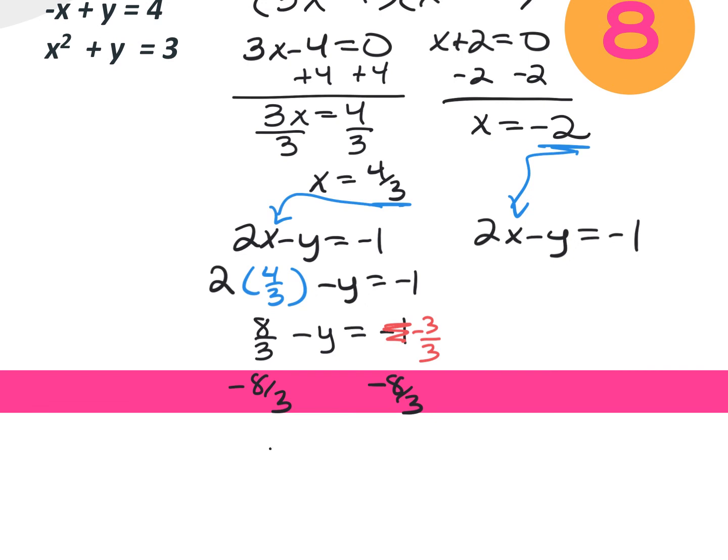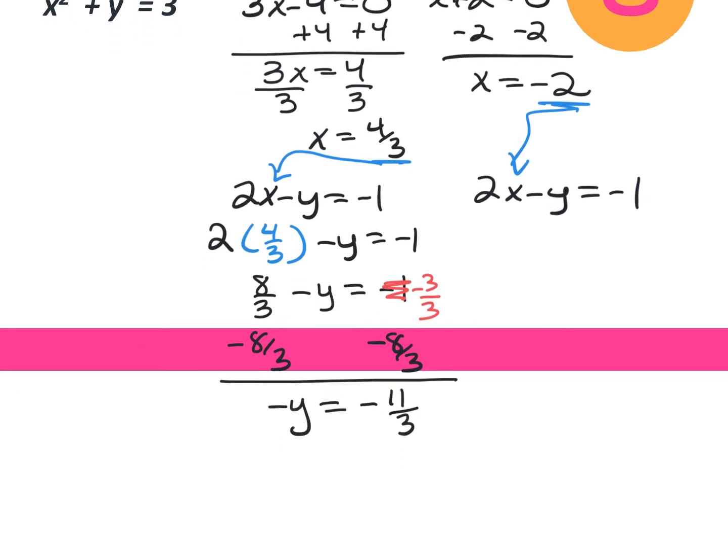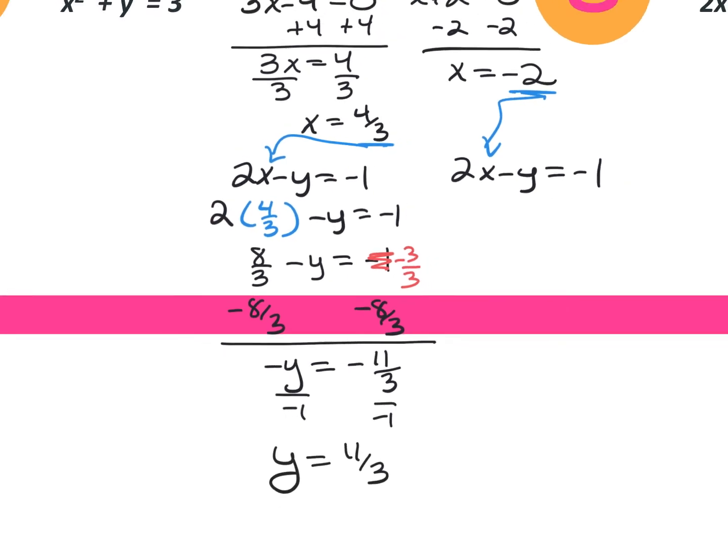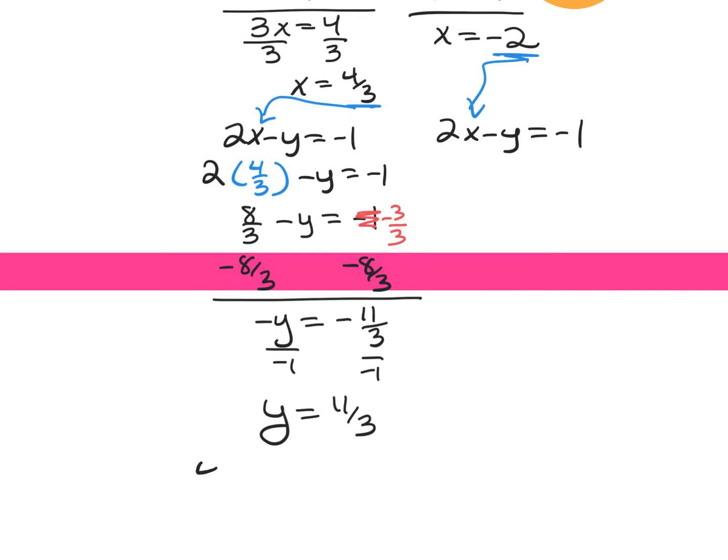So now I have negative y equals negative 11/3. Can't have a negative y, so I divide both sides by negative 1. And y equals 11/3. So my first ordered pair is 4/3. That's the x value. And then the y value is 11/3. Need to do the same thing for the x equals negative 2.